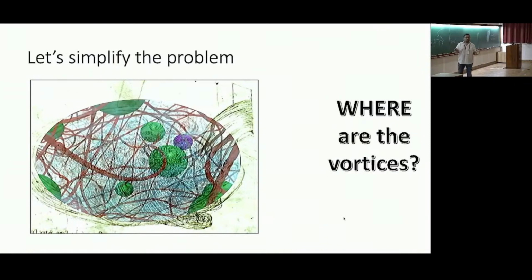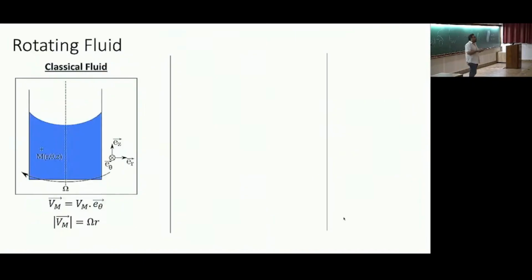But from now on, I want to simplify, at least in the mind, the problem, and I want to consider a very simple case, which is a rotating fluid, a rotating superfluid. So what happens in the case of a classical fluid if we make it rotate? It's not a test, I give you the answer. The fluid will, after some time, rotate as a solid body inside its container. The surface will be parabolic, and the velocity field is defined everywhere.